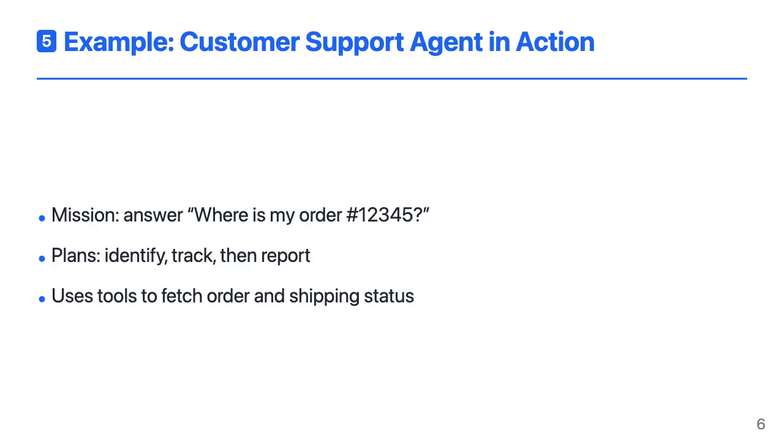To make this concrete, imagine a customer asks, "Where is my order 12345?" A naive system might just hit a single API and reply. An agent does more. It first plans. It needs to confirm the order exists, get the tracking number, then query the shipping carrier. In its first action, it calls a find order tool and observes the full order record, including the tracking ID. Next, it calls a get shipping status tool and observes that the package is out for delivery. Finally, it synthesizes everything into a clear response. The key is that the agent isn't just reacting, it's reasoning about a multi-step plan and executing it.